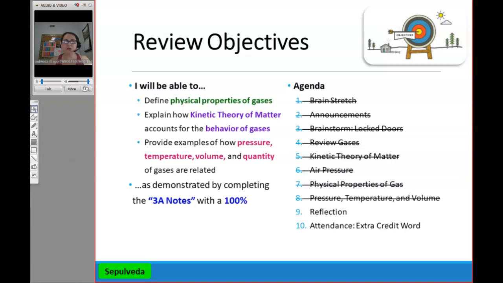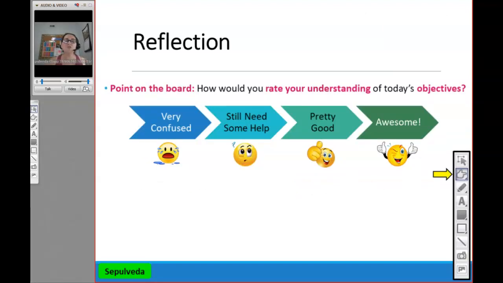Here we go. With that being said, we have covered everything that we're going to be talking about today. Today we talked about the physical properties of gas. We talked about how the kinetic theory of matter is connected to the behavior of gas. We provided examples for pressure, temperature, volume, and quantity of gas and how they are all related, and we did this by demonstrating that in our 3A notes. Now I'm going to do a little reflection of how much we understand our objective today: what we talked about with gases, particles, and pressure, and how they all relate together.